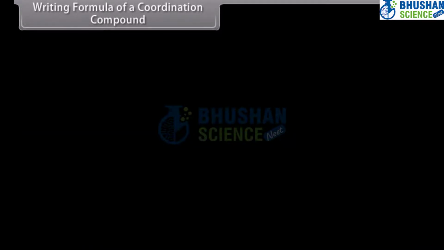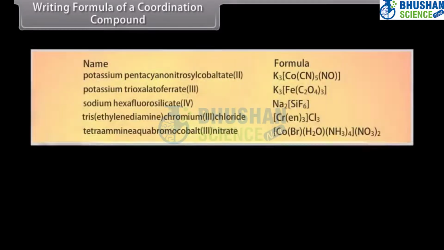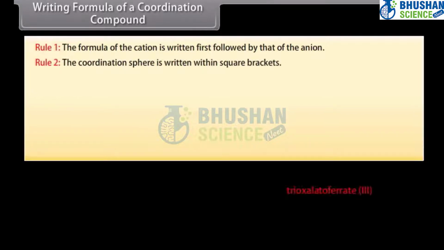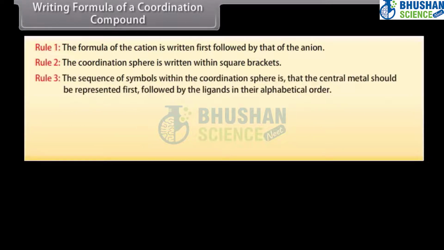Write formula of a coordination compound. When the name of a coordination compound is given, then some rules are to be followed for writing its formula. Rule 1. The formula of the cation is written first, followed by that of the anion. Rule 2. The coordination sphere is written within square brackets. Rule 3. The sequence of symbols within the coordination sphere is that the central metal should be represented first, followed by the ligands in their alphabetical order.